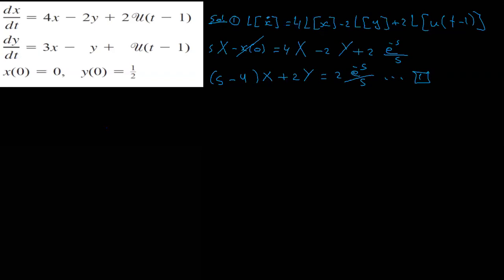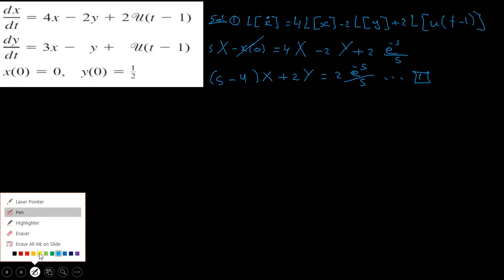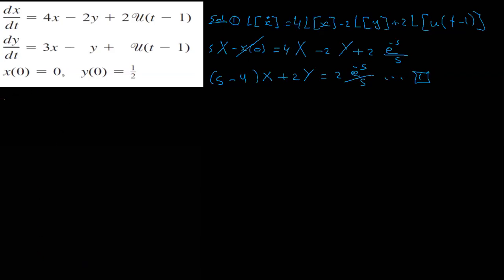Now, to write the second equation, I'm going to use the yellow, maybe that would help. So the second step is to take Laplace of your second equation. So I have Laplace of y dot, the derivative, equal 3 Laplace of x minus Laplace of y plus Laplace of the unit step function, which is t minus 1.